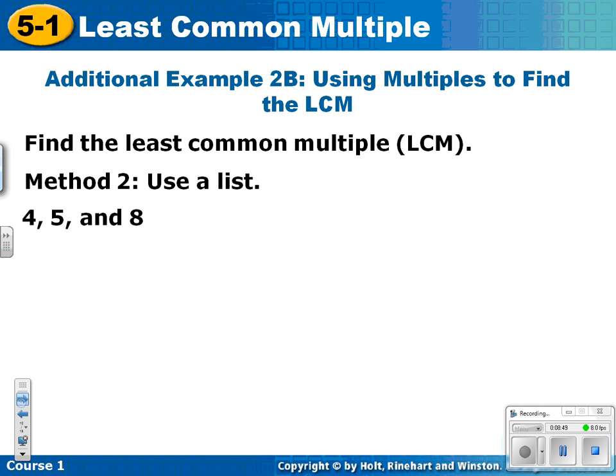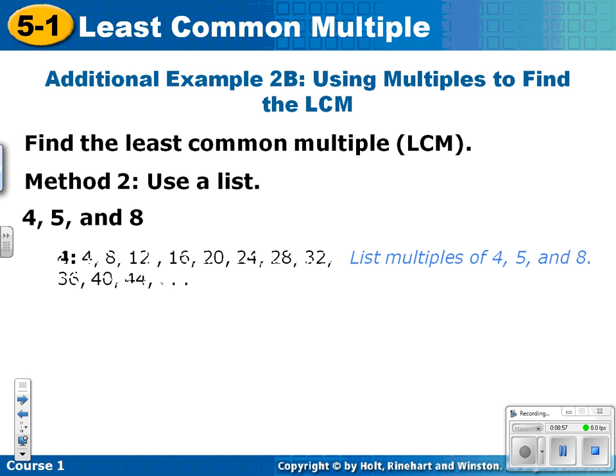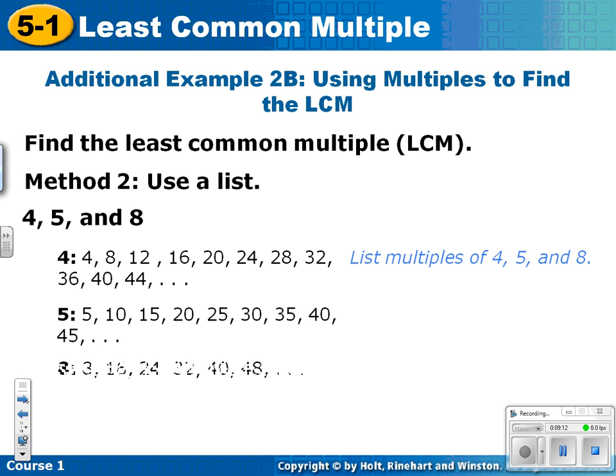Next, you could also make a list. We could make our lists. Our list of 4s is going to be 4, 8, 12, 16, 20, 24, 28, 32, 36, 40. And who knows, we might have to keep going. We're going to stop there for now. 5, 10, 15, 20, 25. You can make another list. And then you could go 8s. 8, 16, 24, 32. A lot of paper.